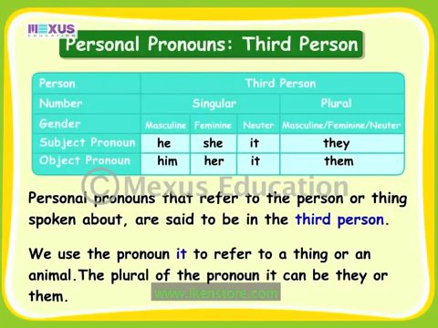We use the pronoun it to refer to a thing or an animal. The plural of the pronoun it can be they or them.